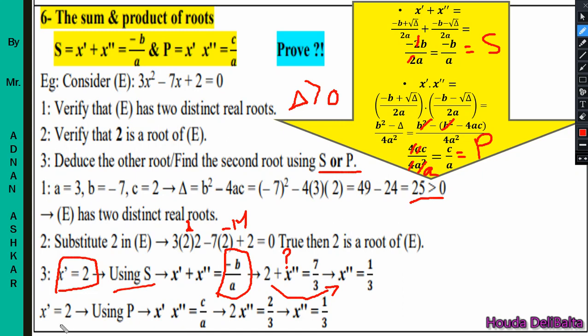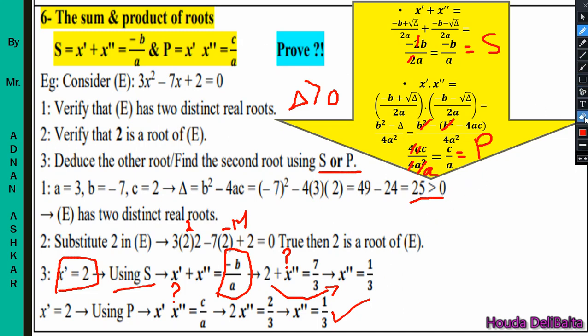So, if we are going to use the product now, we can either use the sum or the product. X prime equals 2, and x double prime is the missing one. So 2 times x double prime is equal to the product, which is equal, using the rule, to c over a. So 2x double prime, because x prime is 2 and x double prime is the unknown, is equal to c over a, which is 2 over 3. Then x double prime is 2 over 3 over 2, which is definitely 1 over 3, as the previous result here.